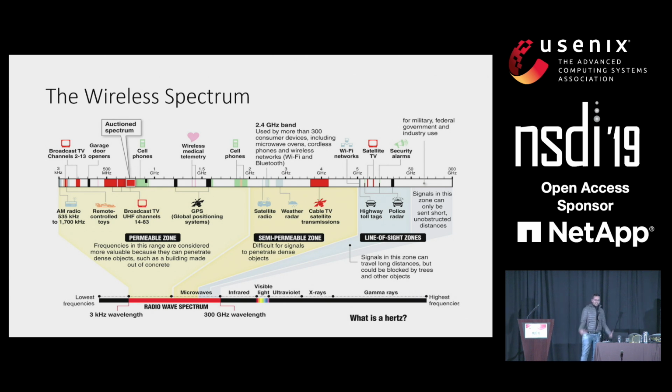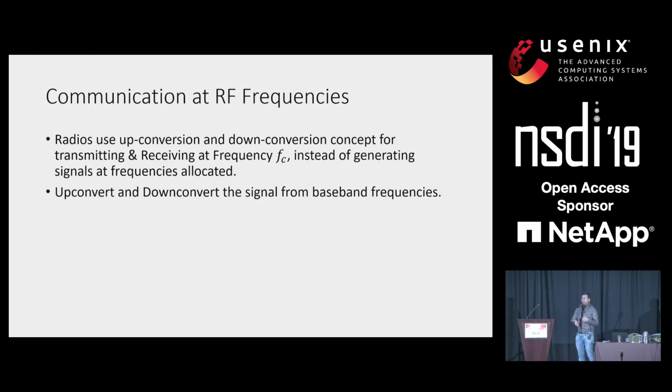Now let's understand how we use this wireless spectrum today. Let's say I asked you to communicate at a frequency XYZ. What you could do is generate a signal at that frequency X and transmit it. Instead of doing that, what wireless radio designers came up with is a very interesting architecture. They decided to generate signals in baseband, and then upconvert them and send them at those frequencies.